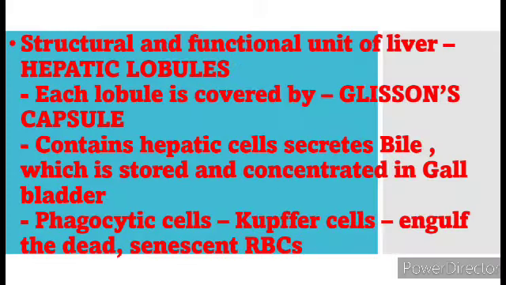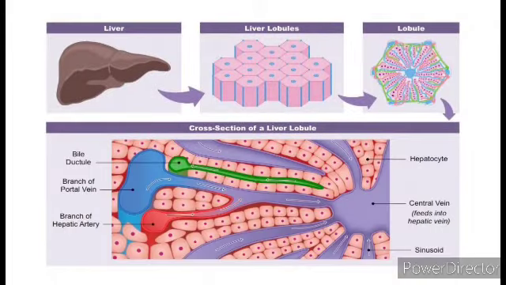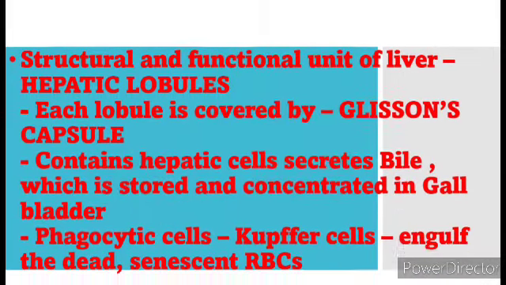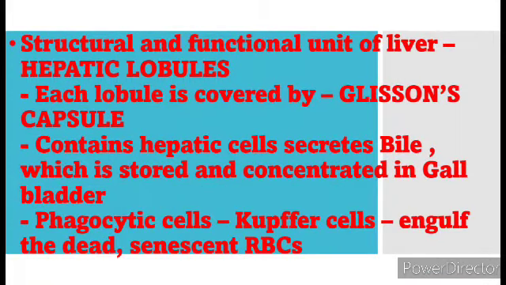The structural and functional unit of liver is the hepatic lobule. Hepatic lobules are the structural and functional unit of liver which contains hepatic cells arranged in a form of cords. Each hepatic lobule is covered by a thin connective tissue sheath called Glisson's capsule.